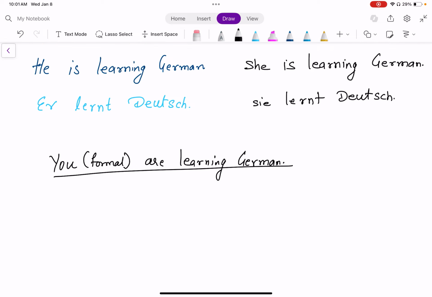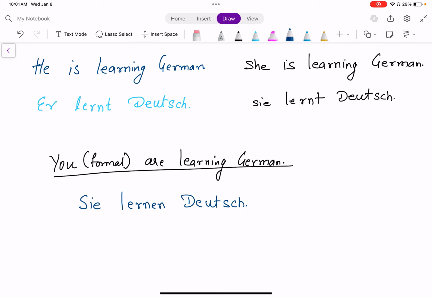How will we write this sentence now? So what is you formal? You formal is this. Sie. Okay? Sie. Sie lernen. Sie lernen Deutsch. Okay? Sie lernen Deutsch.